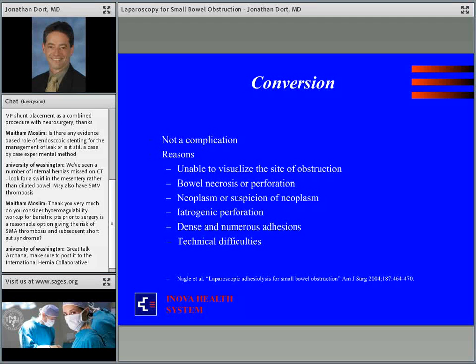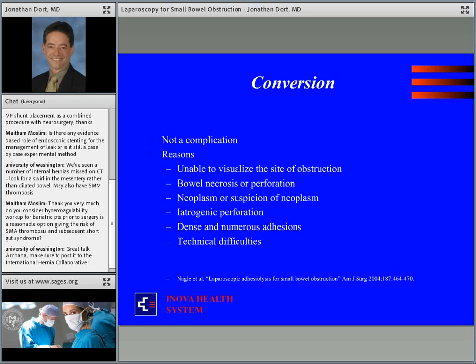Reasons for conversion, and I referenced this paper from the American Journal of Surgery in 2004 that I think eloquently laid out what I just said, which is if you're unable to visualize a site of obstruction, you have to convert. Bowel necrosis or perforation is a good reason to convert. Again, this goes back to surgeon skill and comfort level, but I think it is never a wrong decision to convert in that scenario. Same thing for neoplasm or suspicion of neoplasm. It's based on the skill level of the surgeon, the comfort level of proceeding with a much bigger procedure laparoscopically.